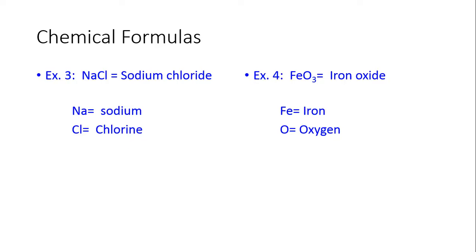More on chemical formulas. Example 3, NaCl, sodium chloride. Na, there's 1 atom of sodium. Chlorine, there's 1 atom of chlorine. Example 4, iron oxide, FeO3. So there is 1 iron atom and 3 oxygen atoms.